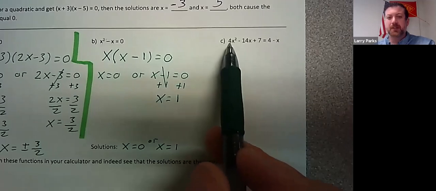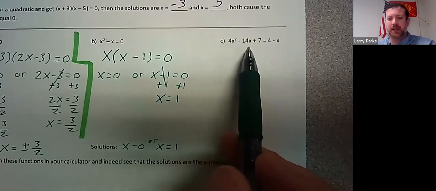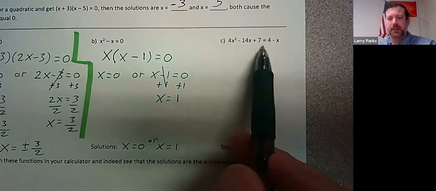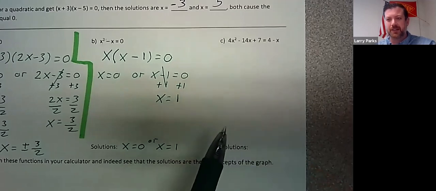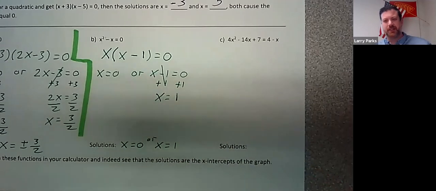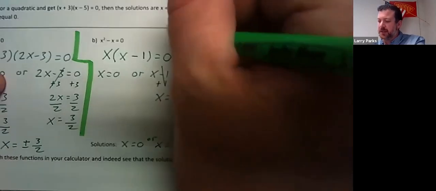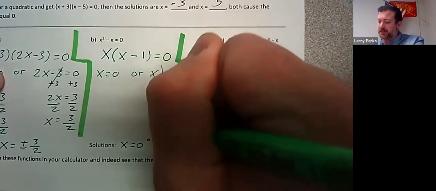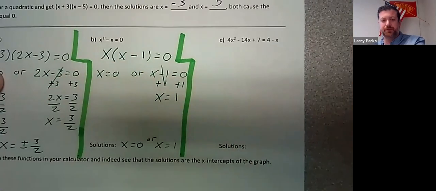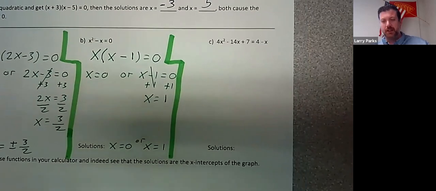4 times what number squared minus, you take 14 times that number, then you add 7, do you get 4 minus x? Okay, this is about as tricky as it's going to get, and I did this on purpose for our last example. In order to solve these, you want equal 0. The reason why you want equal 0 is so that you can use the zero product property. If you don't have equal 0, then you cannot use the zero product property.